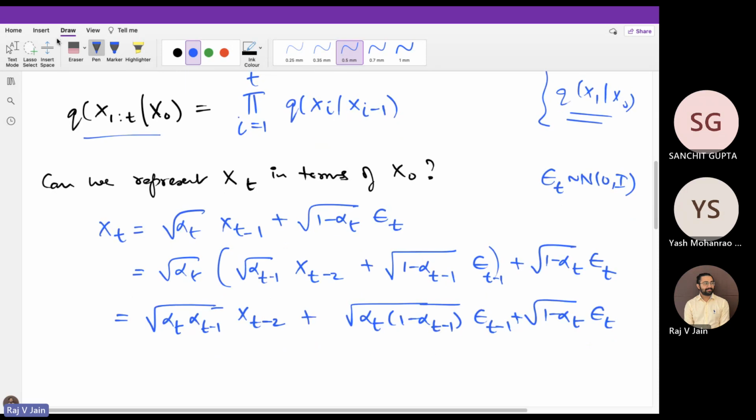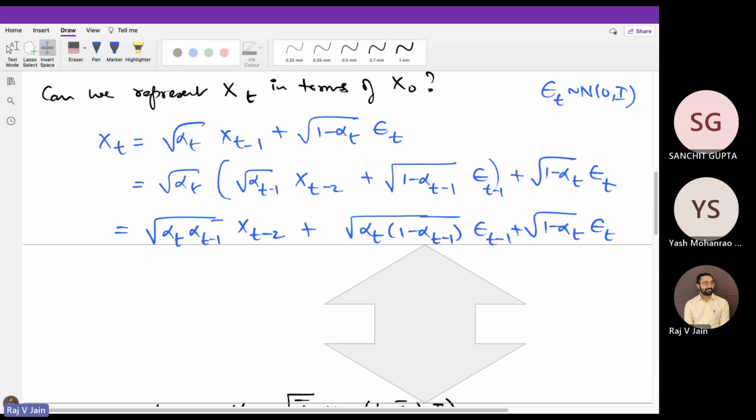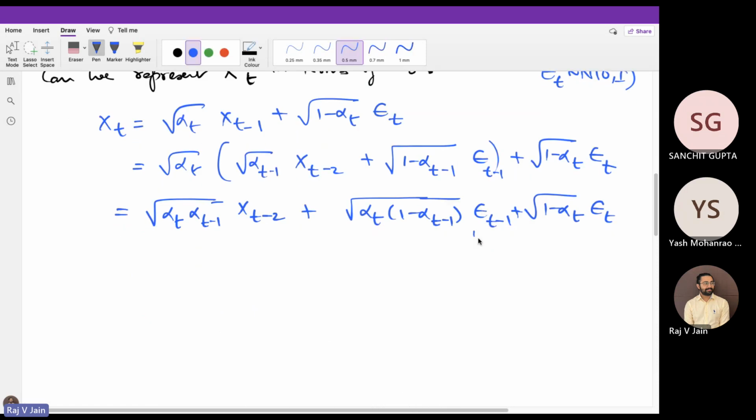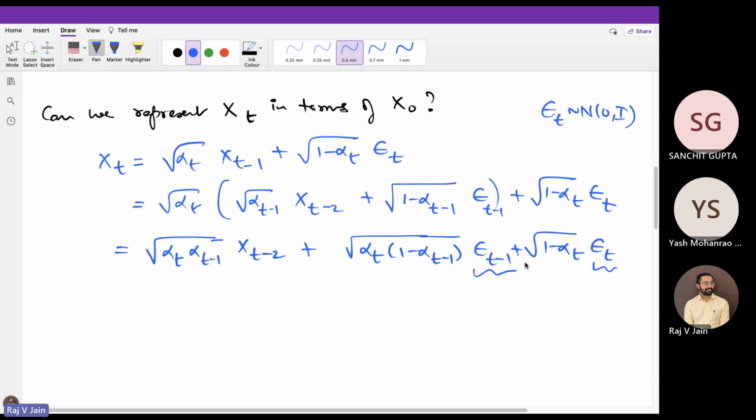So now, can we simplify this further? If you think about it, both of these are Gaussian distributions, so can we simplify these two? That's the question. Yes, because both have the same mean, same variance, so we can. But what are we adding? The variances are a bit different.